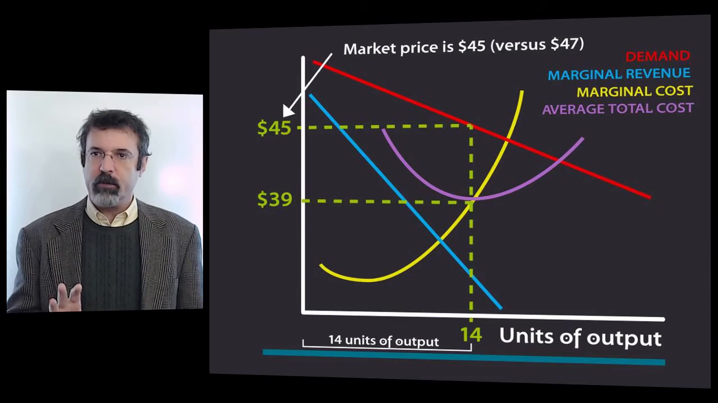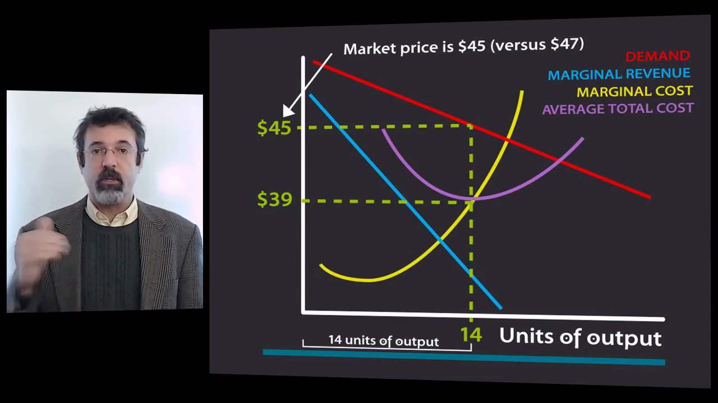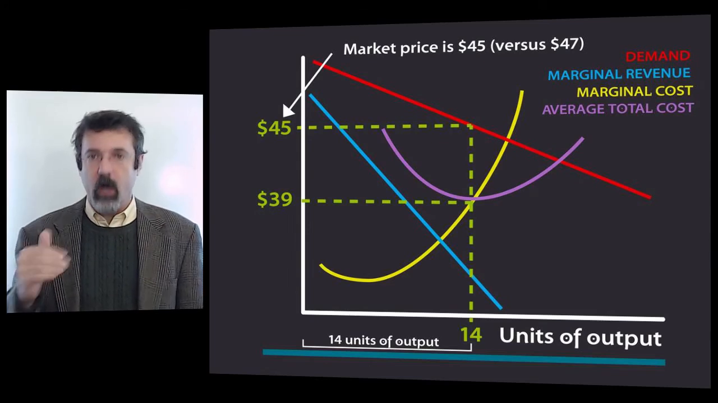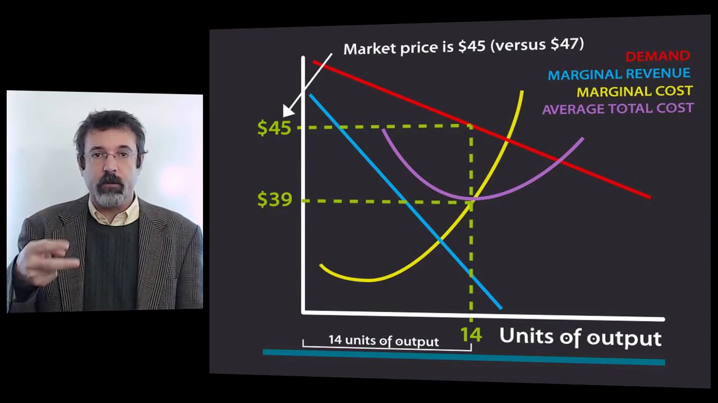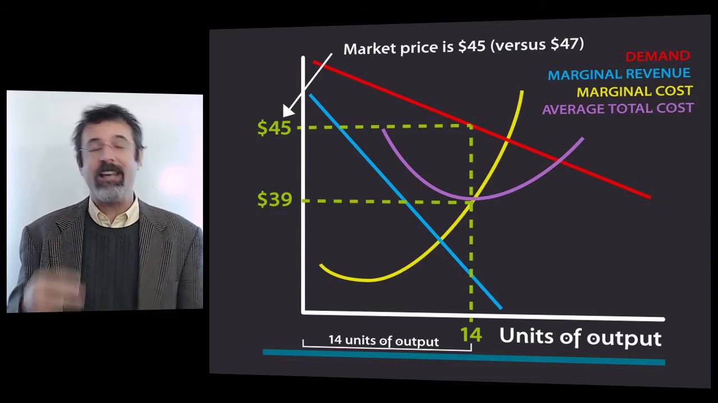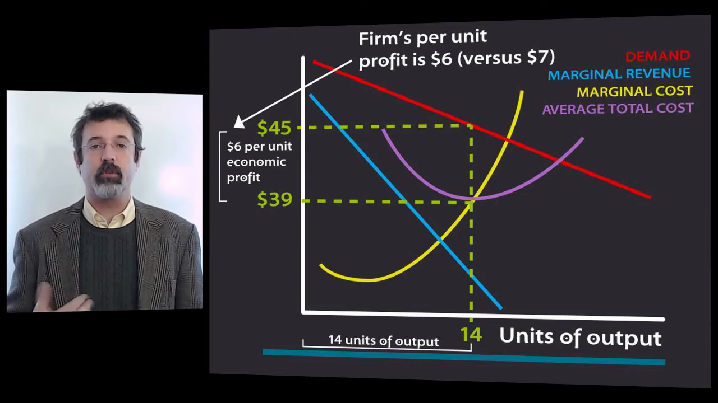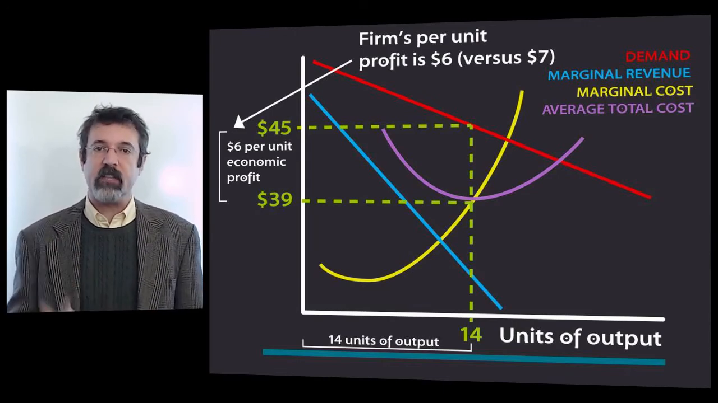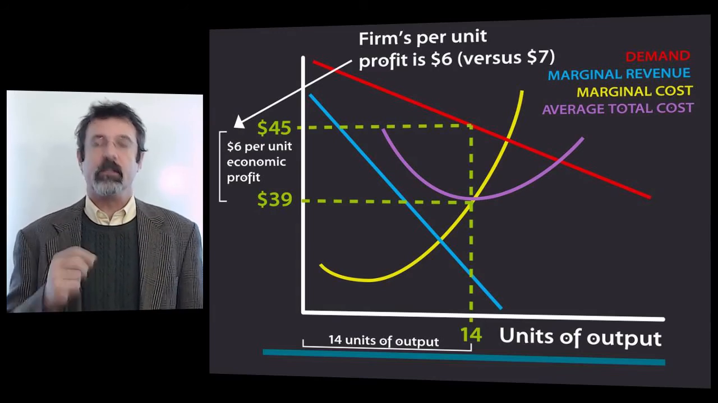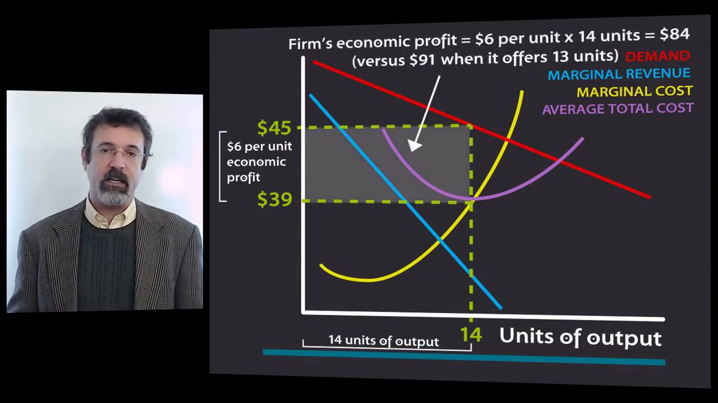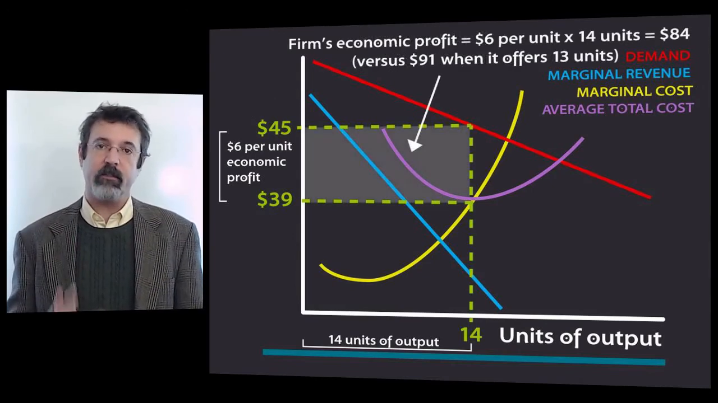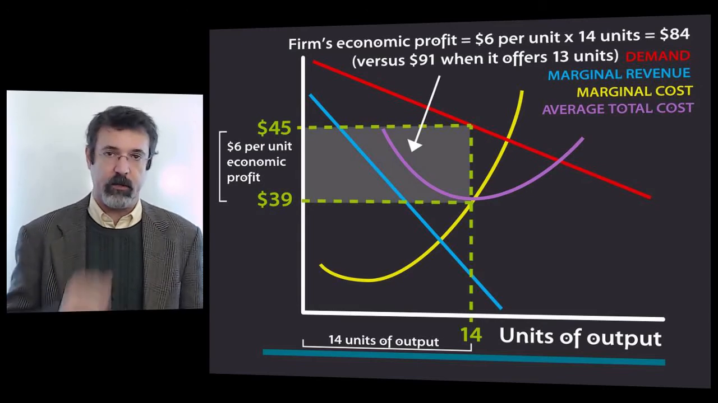So the monopoly is producing 14 units of output. It's charging a price of $45 each, and the cost per unit is $39. The difference between the $45 price and the $39 cost is a $6 profit per unit. The monopoly is making $6 economic profit per unit and selling 14 units. $6 profit per unit times 14 units is $84 in economic profit. This is actually less economic profit than the firm was making when it produced 13 units.